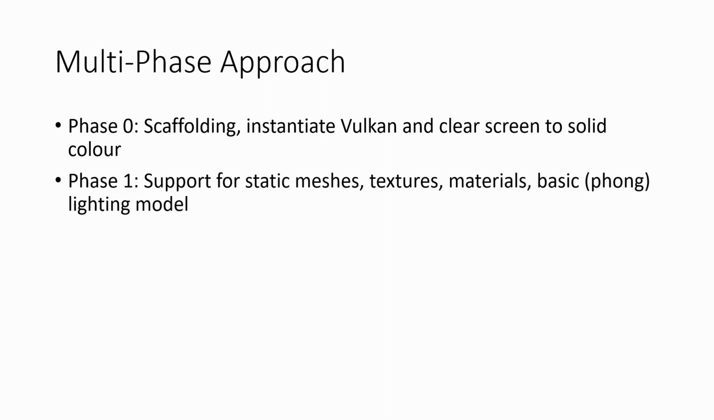Phase one is adding support for static meshes, textures, materials, and some basic lighting using the Phong lighting model. And that's going to give us some very basic lighting, but it'll give us something that we can look to and begin to work with without having to write a whole bunch of fanciness in the renderer, right? It'll give us some basic lighting that we can play around with dynamically and build around. So phase one is going to be a pretty large, substantial visual update. Probably this will be the largest of all, to be quite honest.